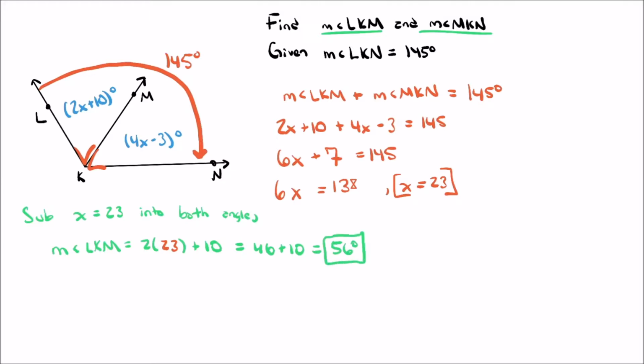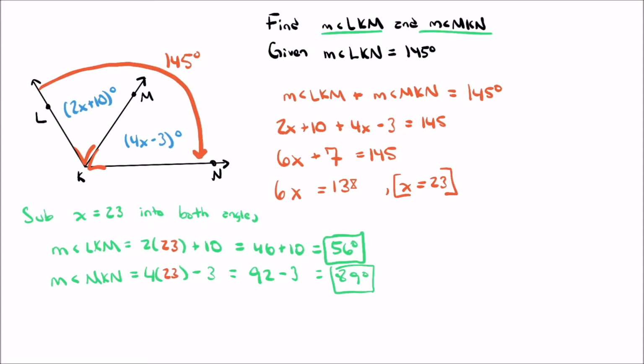Now you have one of two options. You could take 145 minus 56 to get 89, or you can say that the measurement of angle MKN is equal to 4 times 23 minus 3. And 4 times 23 is going to be equal to 92 minus 3, which is equal to 89 degrees. And if we add 56 and 89 together, we should get 145 degrees.